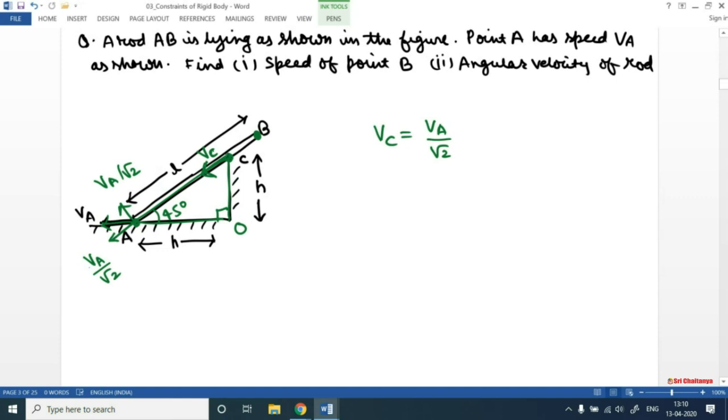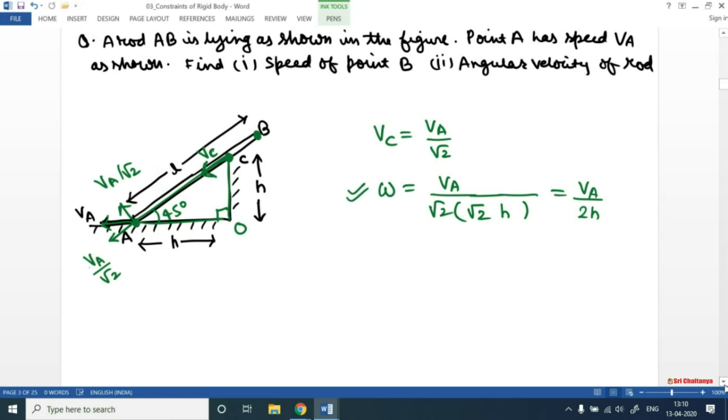So with respect to point C, omega you can find out. With respect to point C, point A is moving tangentially with velocity Va by root 2, and the separation between them, if this is h, this is h, is nothing but root 2h over here. So omega we have found out to be equal to Va by 2h. So this is the answer for the first part.